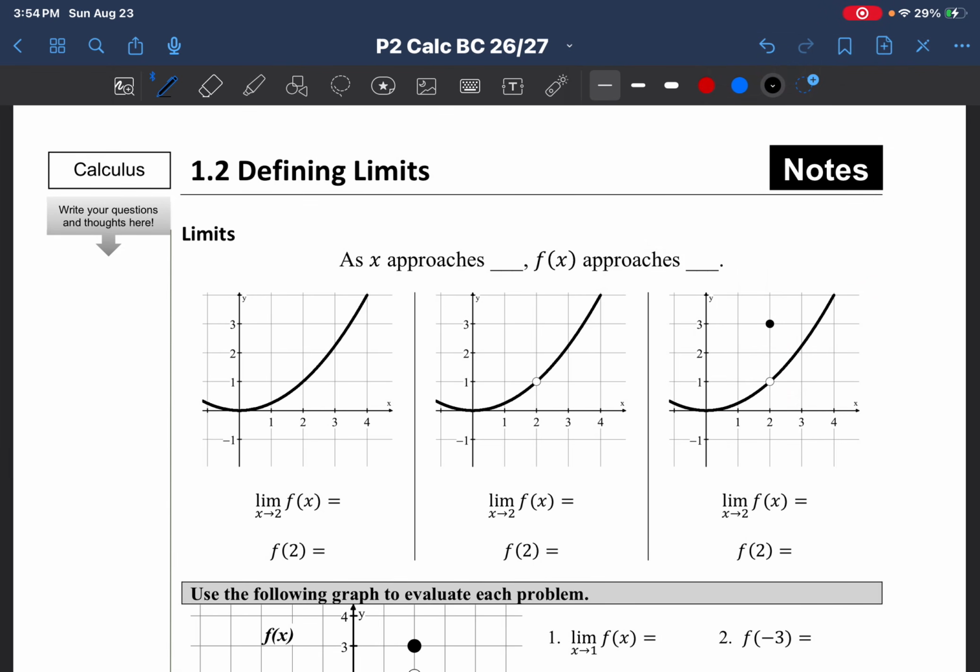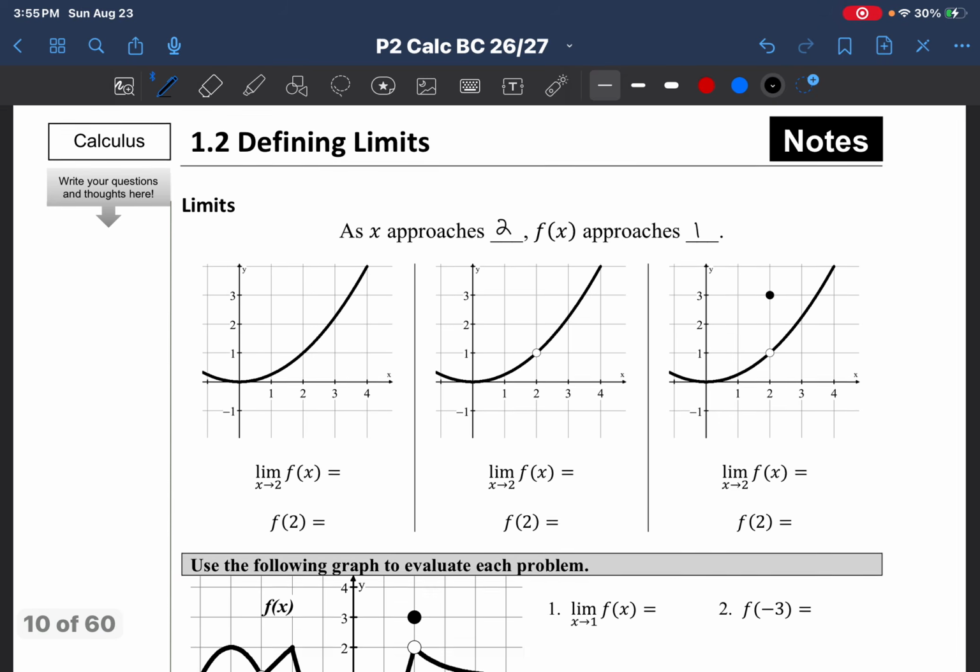Okay, this is notes 1.2, defining limits. So remember, when we are trying to find a limit, we have to word it in a certain way. So if we were using the function f of x, and let's say we were approaching the value 2, we would say as x approaches 2, f of x approaches 1. And we're going to see that in these examples down here.